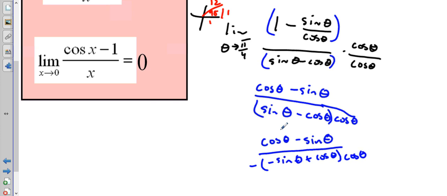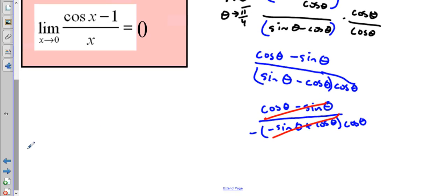Guess what? These are the same. I can cancel that and that. Now we have just eliminated our hole. We had indeterminate form before, right? We eliminated our hole. So what we have now is negative, I'm going to put the negative on top, negative 1 over cosine of theta. We can do that, or you can put 1 over negative cosine. But I have the right to put that on top.